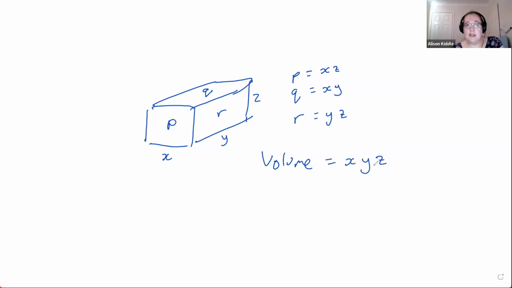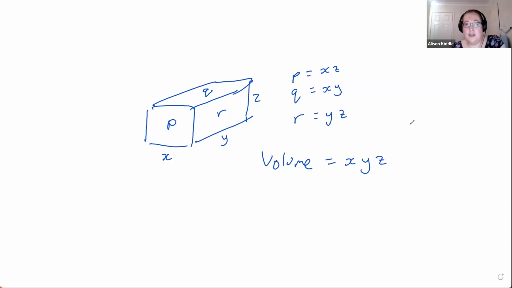So I'm going to let that just sit there for a moment. And I'm going to invite people to think about how they could work out the volume in terms of P, Q, and R instead of X, Y, and Z.